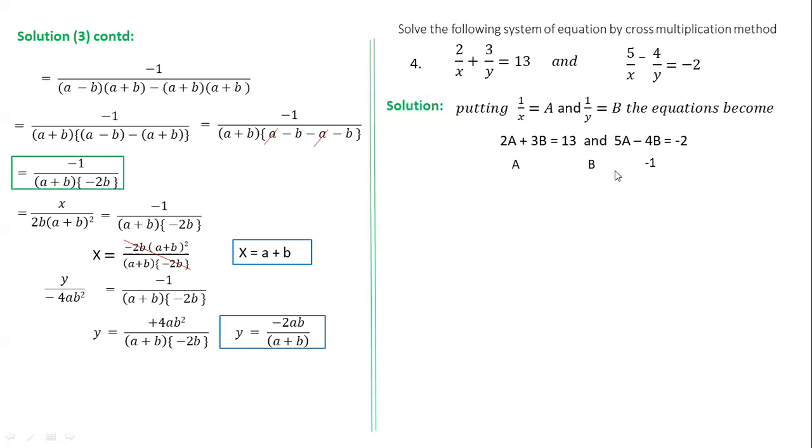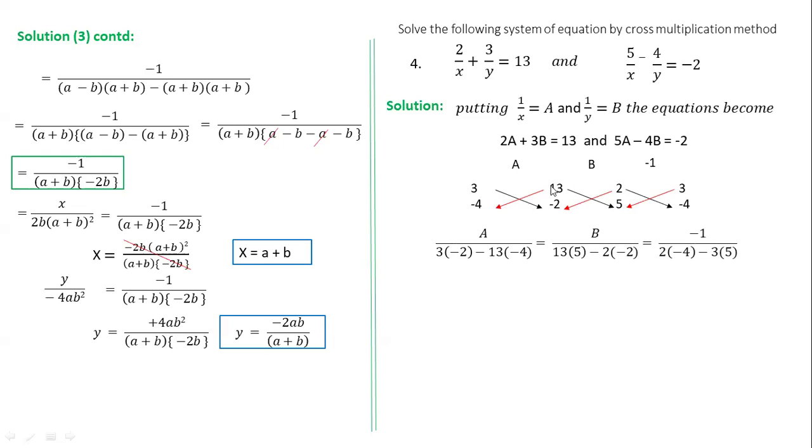Here they are the coefficients. This is the variables. So in the previous questions, the variables were x, y. Here the variables are a and b. So you will take a and b. First you should start with the coefficients of b, the y variable. Then the constants. Then the coefficients of x, 2 and 5. And then again the variables b, that is 3 and minus 4 coefficients. Again, this into this, minus this into this. So it is a upon 3 into minus 2 minus 13 into minus 4 is equal to b upon 13 into 5 minus 2 into minus 2 minus 1 upon 2 into minus 4 minus 5 into 3.